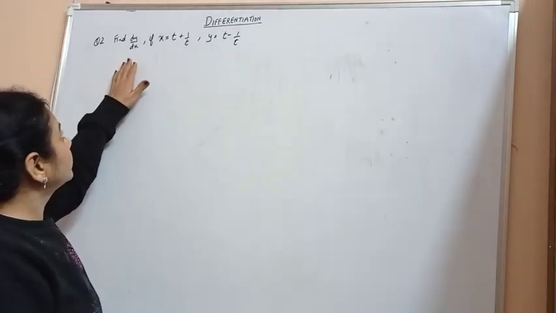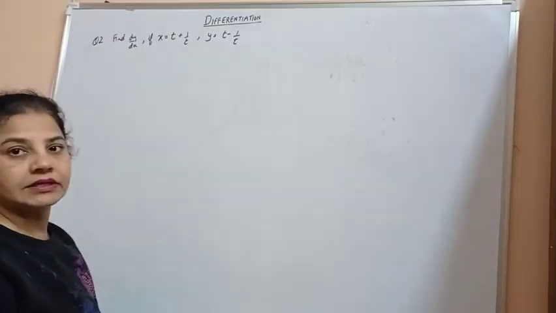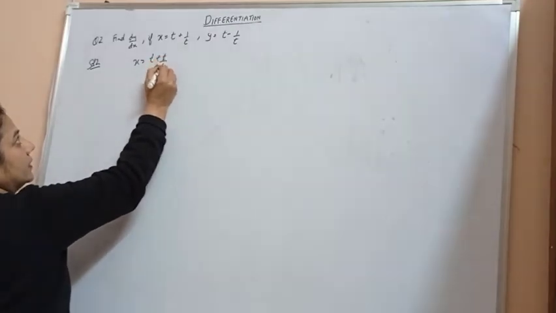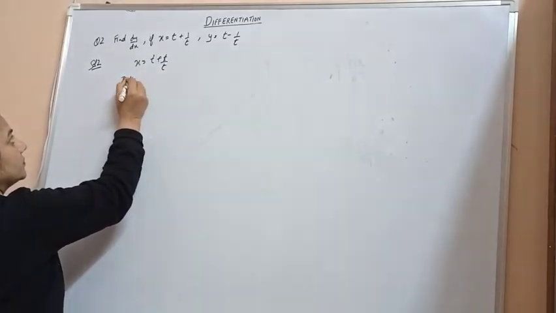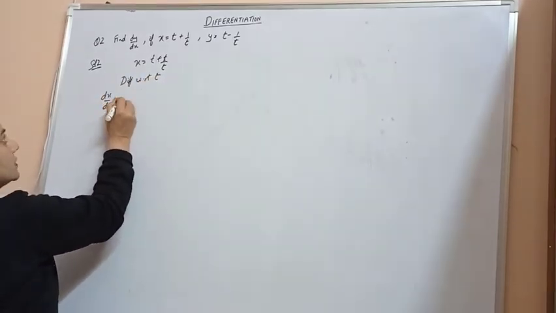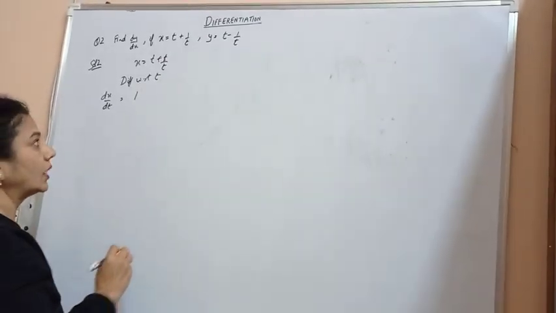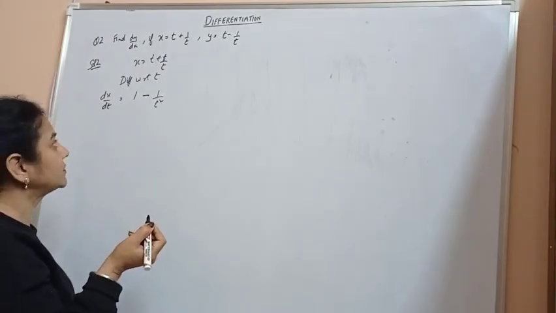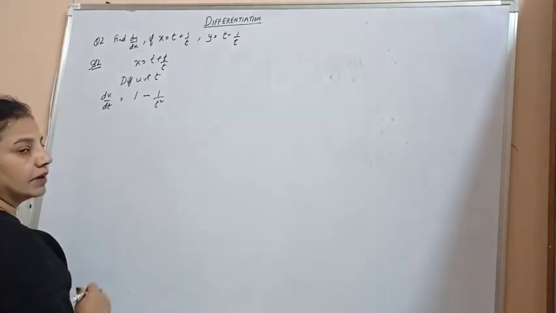Find the derivative dy by dx of the given parametric function x is equal to t plus 1 by t and y is equal to t minus 1 by t. X is equal to t plus 1 by t. Differentiate with respect to t. I get dx by dt as 1. The derivative of t is 1 and the derivative of 1 by t is minus 1 by t square. As derivative of 1 by x is minus 1 by x square, so I will get 1 minus 1 by t square.